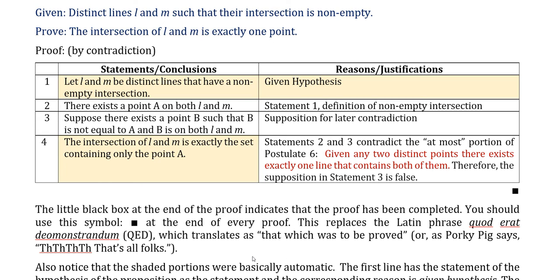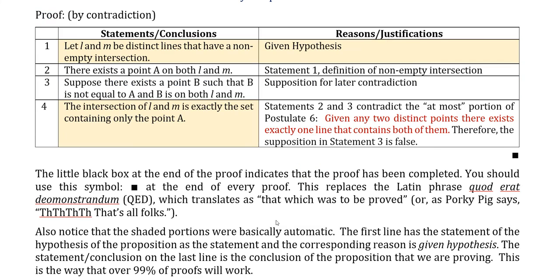So again, notice that these shaded portions are automatic. In over 99% of all proofs, the first statement will be the statement of the hypothesis, the reason will be given hypothesis, and the last statement will be the conclusion of what we're trying to do. What you absolutely cannot do is state the whole proposition there as a statement.